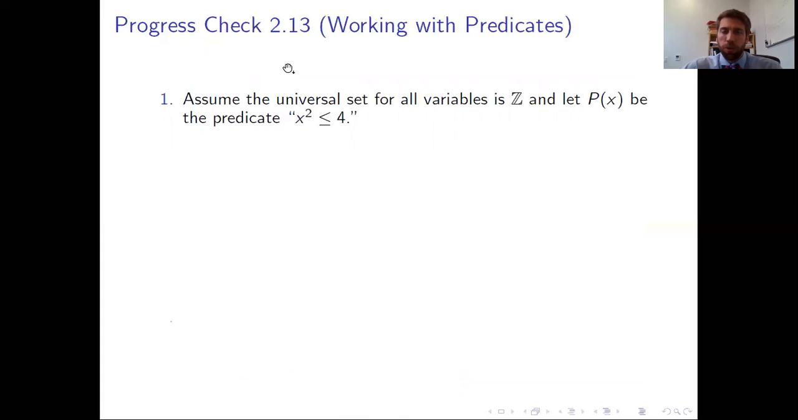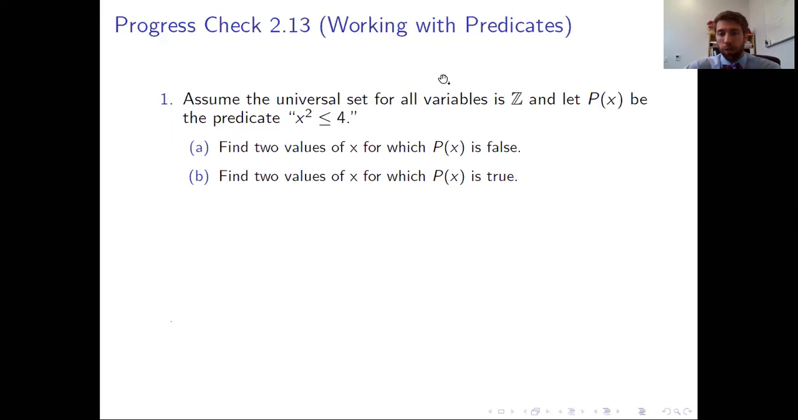So for instance, here we've got the universal set for all variables is the integers. And so let P of X be the predicate, X squared is less than or equal to 4. So this is not a statement, but it's a predicate, because if you plug in a number for X, it becomes a statement. So find 2 values of X for which P of X is false. Well, 3 and 4 are values where it's false, because 3 squared is 9, 4 squared is 16. Those are too big.